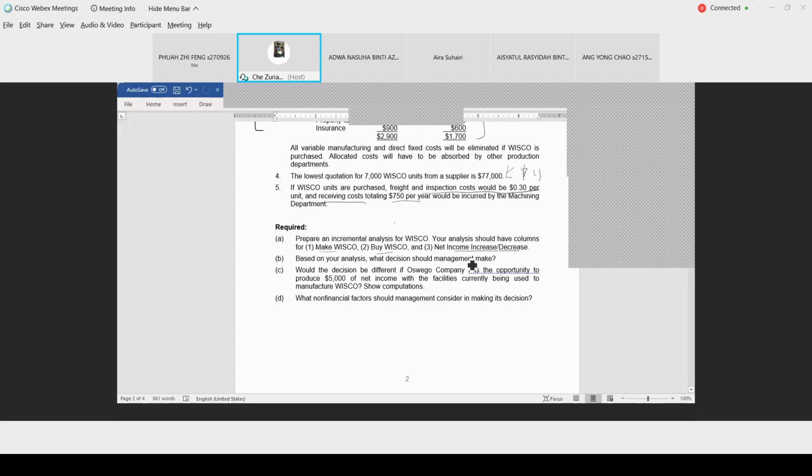So based on your analysis, what decision should management make? So kalau bila you dah buat, you kena buat decision lah. And then would the decision be different if Oswego company has the opportunity to produce 5,000 net income? Okay, maksudnya dengan facility yang ada, this company, Oswego company, can produce other products and sell to gain net income of $5,000. So kalau dia make, means dia tak boleh nak buat produk lain, right? Kalau dia make the VSCO, this company cannot produce other product, and then they will have this opportunity cost macam yang kita buat before, right? Make and buy, and then show computation.